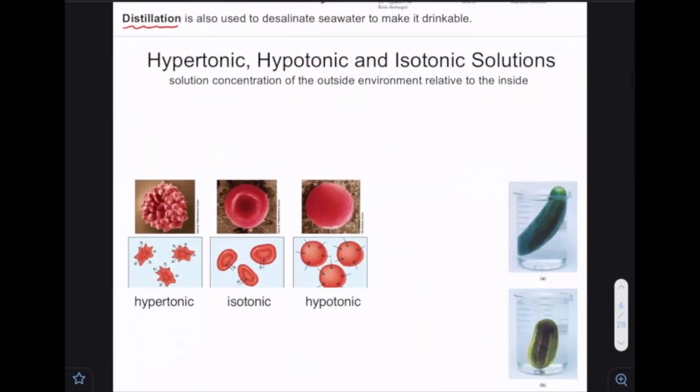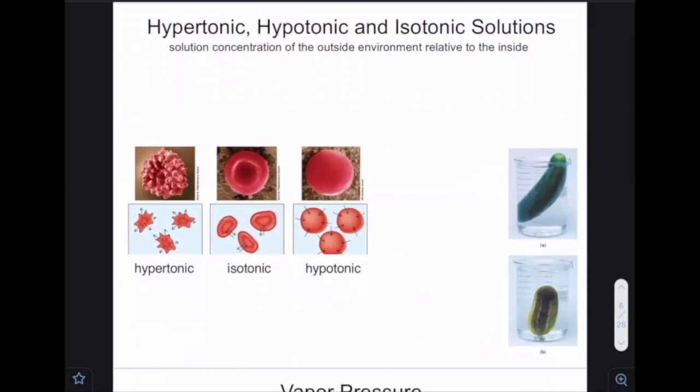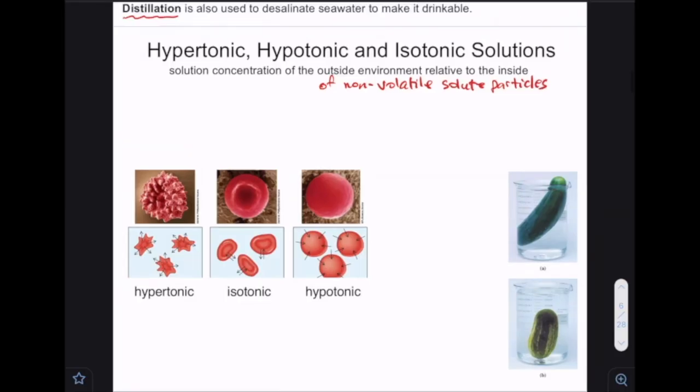Just a few more definitions that the textbook goes into. Hypertonic, hypotonic, and isotonic. This all has to do with the relative concentration of non-volatile solute particles when you're on one side of a membrane or the other side of a semi-permeable membrane. Now, in this case, the semi-permeable membrane is the cell membrane, right? So for all of you biology majors out there, cell membranes are semi-permeable membranes. In reverse osmosis, we're using a different kind of semi-permeable membrane. So on the left-hand side, we have some red blood cells, right? So when you use these terms, it's whatever's in the outside environment relative to the inside.